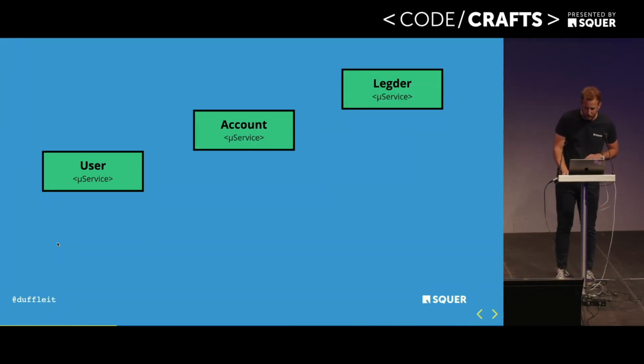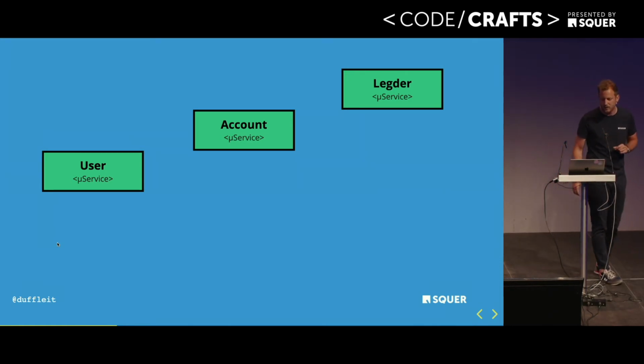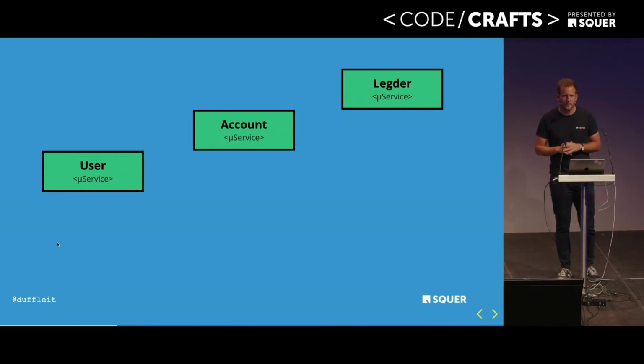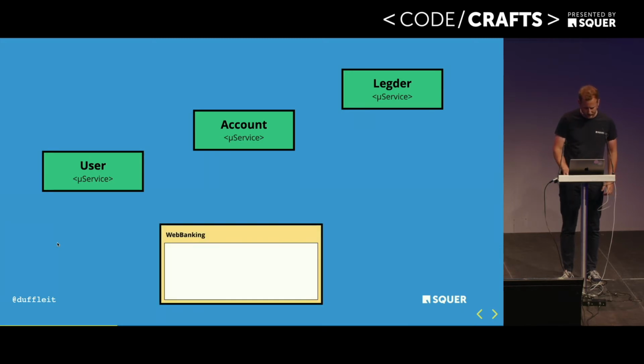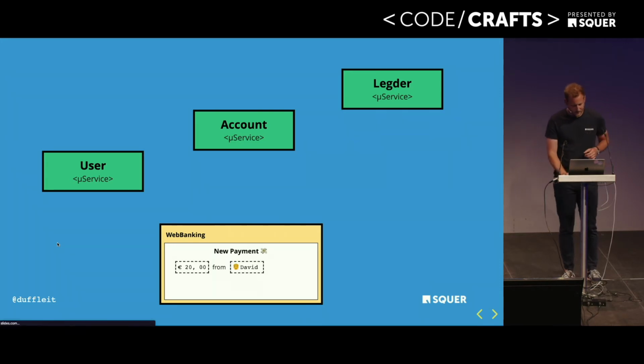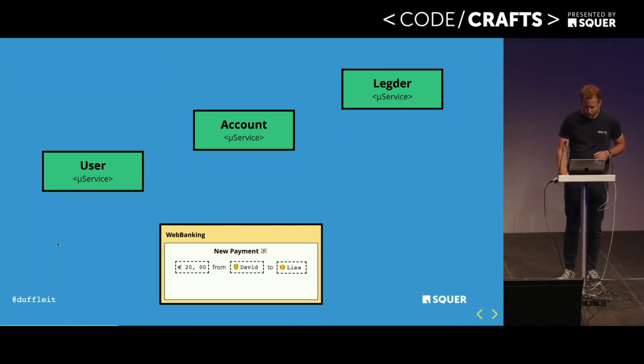So we have a couple of microservices. We have a user microservice, an account microservice, and a ledger microservice. And I'm working mainly in the fintech and banking industry, so I know this domain best. That's why I chose it. You could apply any other domain. Doesn't really matter. And then we have a web banking application where you can trigger, for example, a new payment from myself, I guess, to Lisa.